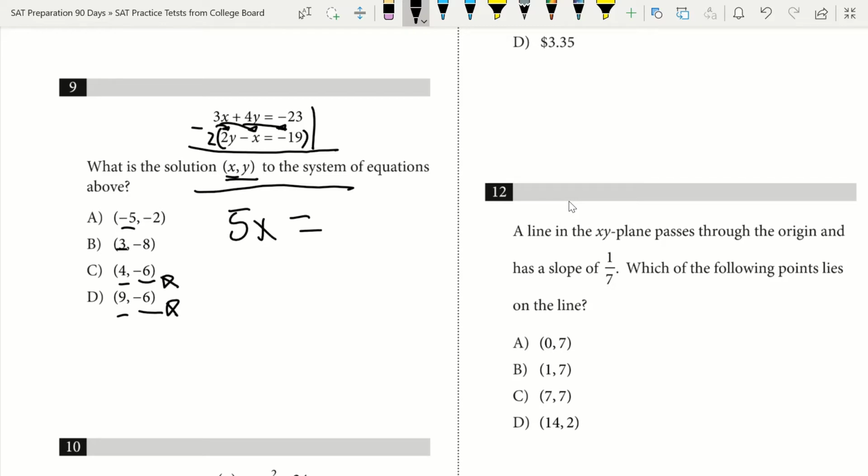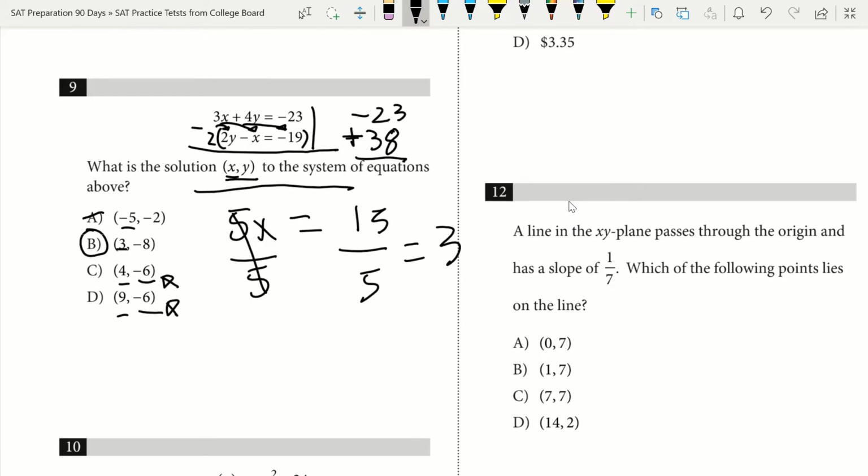All right, that's going to equal my negative 23, and then we have negative 23 minus 2 times negative 19. 2 times negative 19 is going to give me negative 38, but keep in mind we have to subtract that, so negative 38 becomes plus 38, so negative 23 plus 38 gives me positive 15. I divide each side by 5, and I see that my x is going to equal 15 over 5, which is 3, so my answer choice has to be B, right?